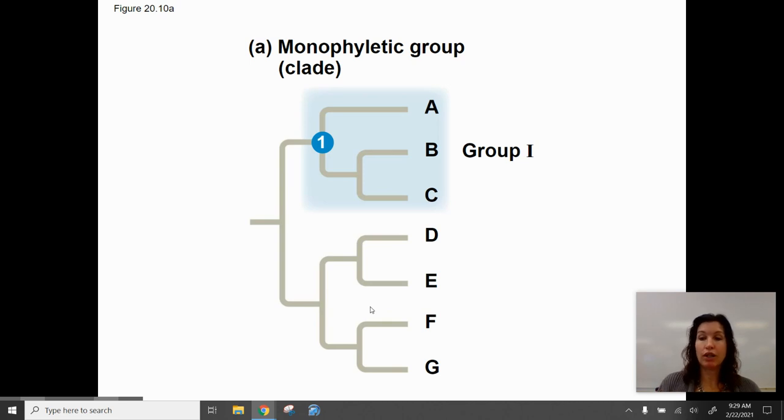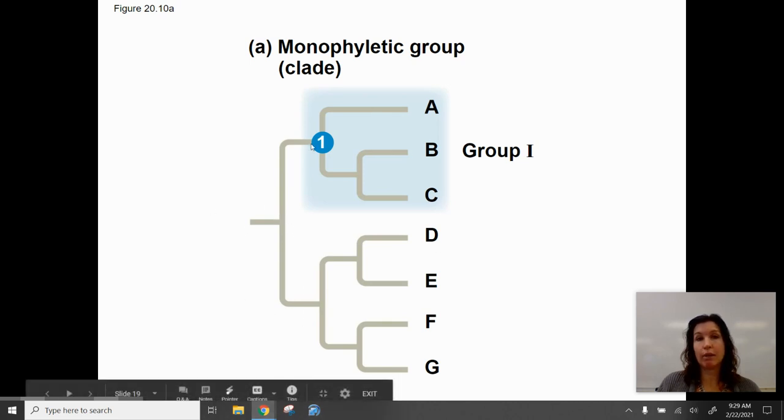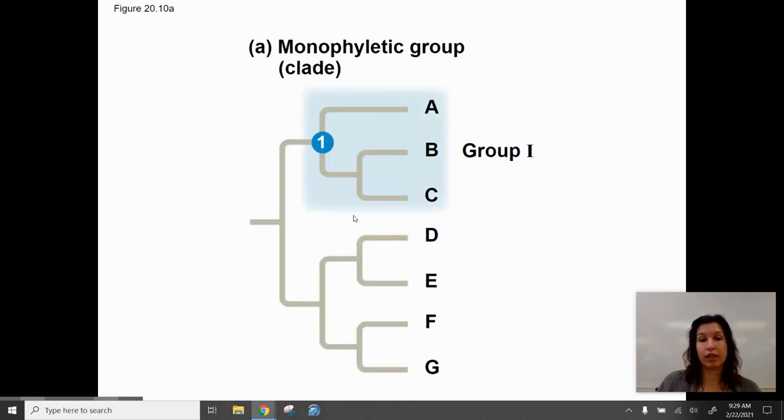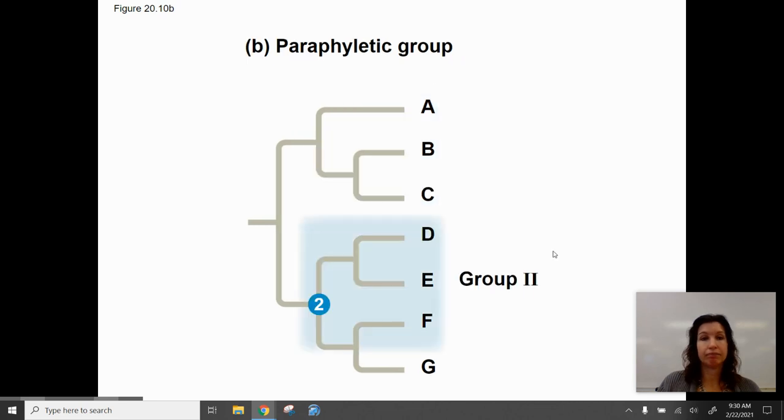So typically when you look at phylogenetic trees or cladograms, they're both very similar. You're going to see this common ancestor here. So as long as we see this common ancestor for everything on the tree, this is a monophyletic group or a clade. And we can even divide that up. If we're looking just at this group one here, this is also monophyletic because this number one is the common ancestor for A, B, and C.